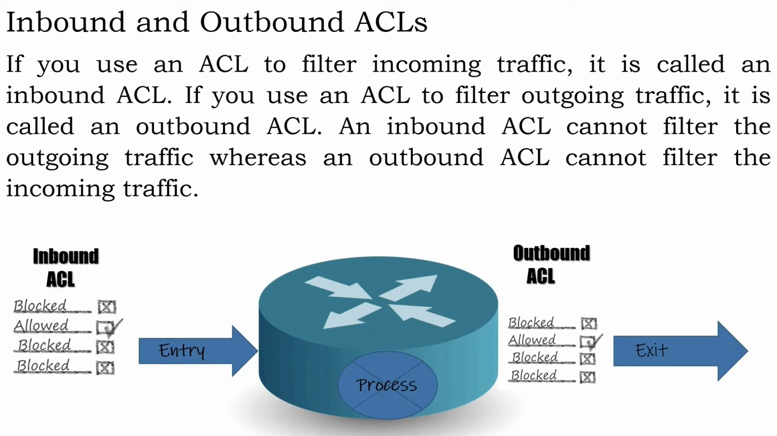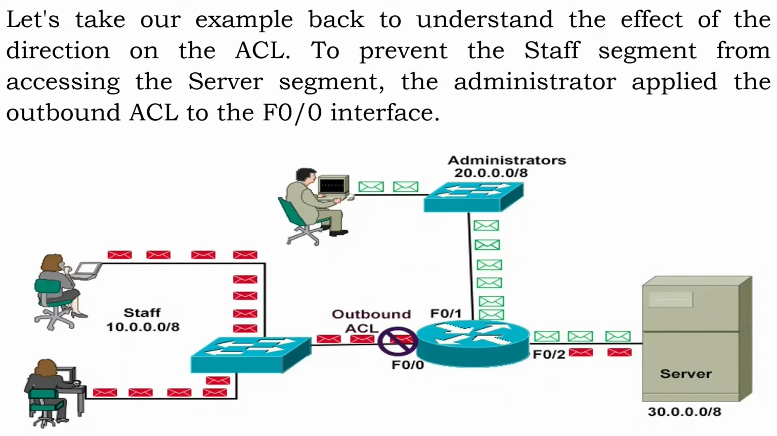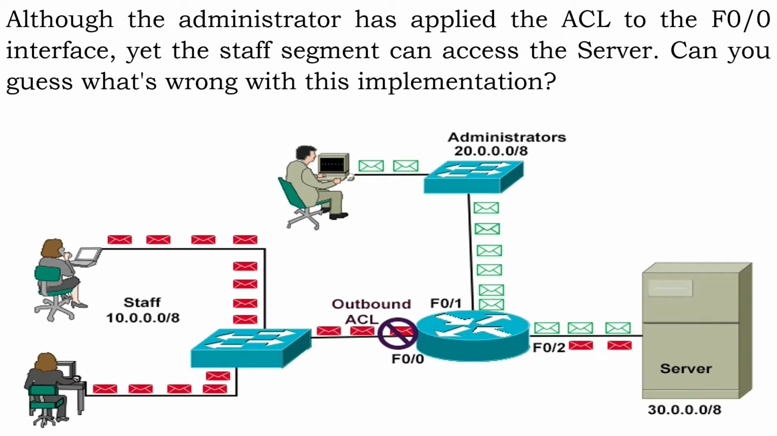An inbound ACL cannot filter the outgoing traffic, whereas an outbound ACL cannot filter the incoming traffic. Let's take our example back to understand the effect of the direction on the ACL. To prevent the staff segment from accessing the server segment, the administrator applied the outbound ACL to the F0/0 interface. Although the administrator has applied the ACL to the F0/0 interface, yet the staff segment can access the server. Can you guess what's wrong with this implementation?